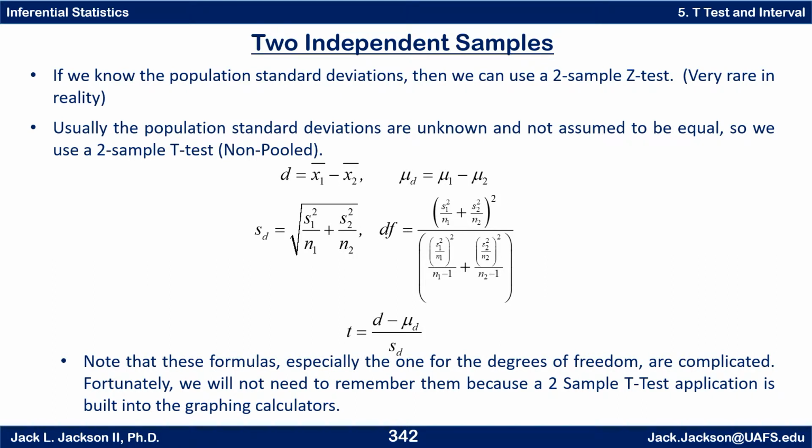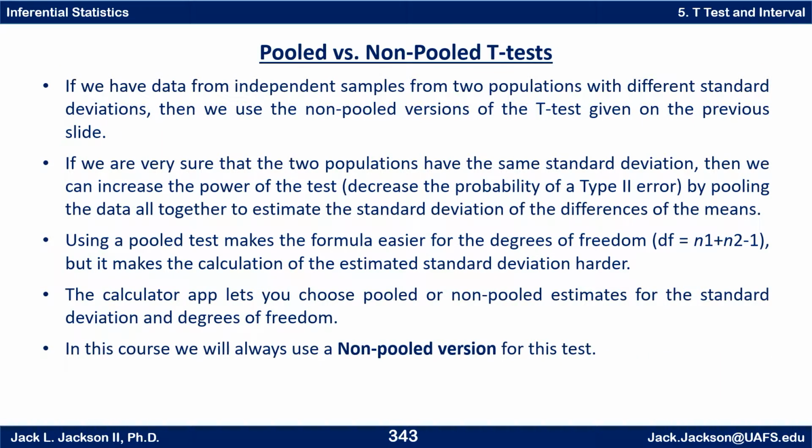Usually the population standard deviations are unknown and not assumed to be equal, so we use a two-sample test, non-pooled version. These are the formulas that we have. The degrees of freedom is a rather complicated formula, and we work this out. If we have data from independent samples from two populations with different standard deviations, then we have to use the non-pooled versions of the test on the previous slide.